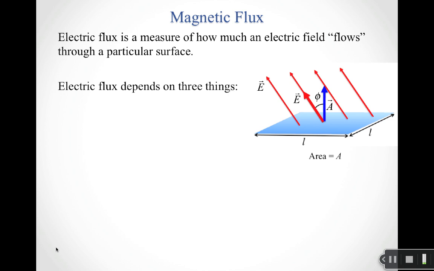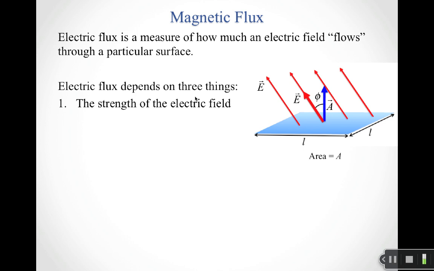So the next thing for us to introduce within magnetism is talking about magnetic flux. For starters, let's go back and remember what we said when we talked about electric flux. We defined electric flux as a measure of how much an electric field flows through a particular surface. Here's some surface, happens to be a square, so side of length L times side of length L, and you can see the electric field lines here that are penetrating.